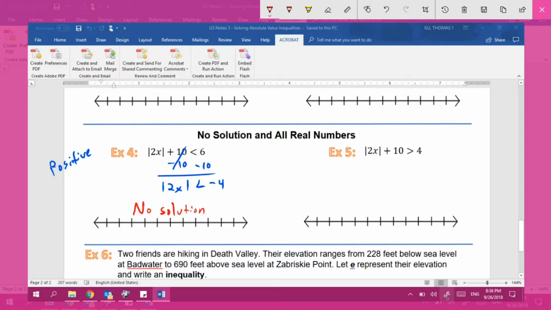All right, and now let's look at number 5. What do we need to do first here? The same thing, subtract 10 from both sides. That leaves me with absolute value of 2x is greater than negative 6, because 4 minus 10 is negative 6.